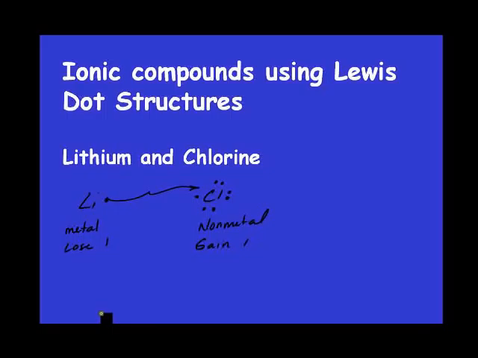Now that lithium's given up that 1 valence electron, it will have a positive charge. Chlorine gaining an electron will have a negative charge. This will then cause them to attract, and we have our compound LiCl.